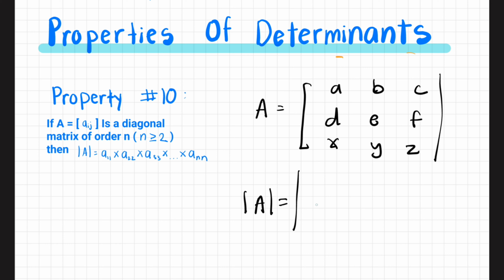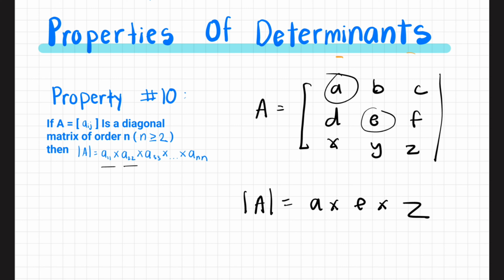The determinant is simply going to be A times E times Z, because that's what it's saying, right? A11, which is this, A22, which is this, A33, which is this, all the way up to Ann, where n is greater than or equal to 2, and in this case is 3, because you have 3 rows and 3 columns. That must be the determinant. That is wrong. The main point to take away from this is the diagonal matrix.